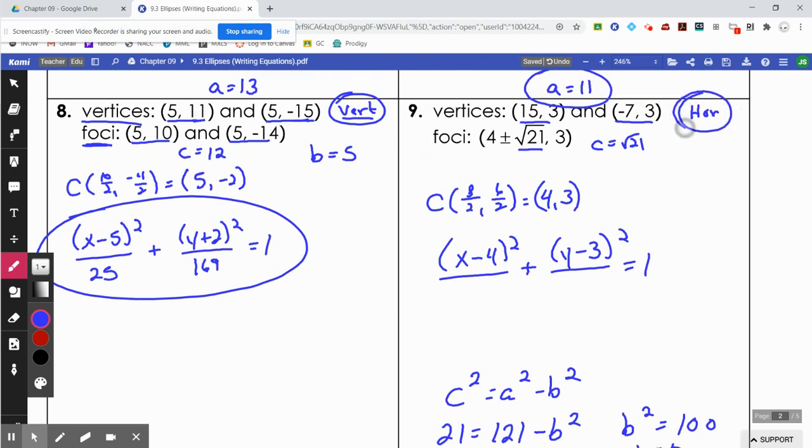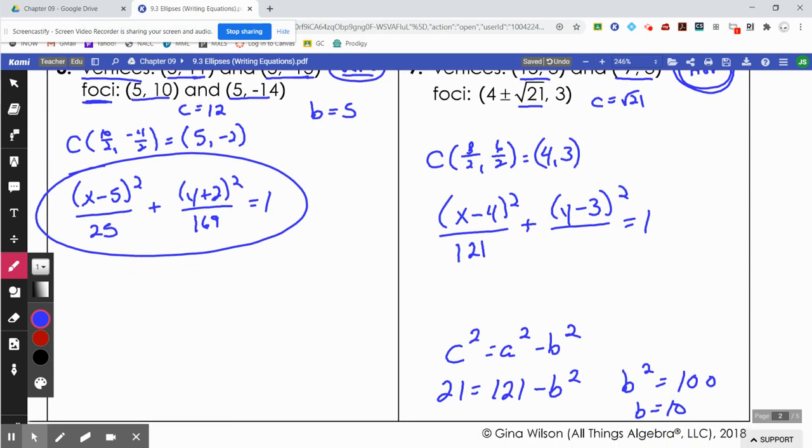Since it's a horizontal ellipse, the larger number goes under your x. a times a is 121. The smaller number goes under your y. b times b is 100. So there is your equation.